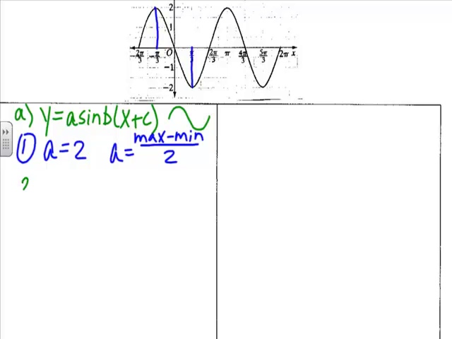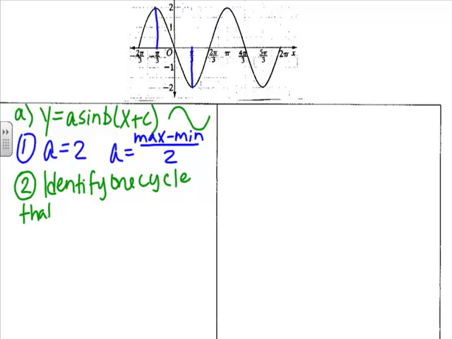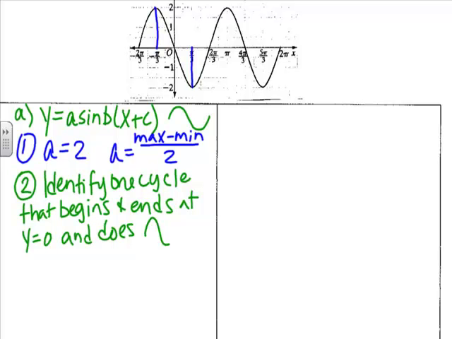Okay, step 2: identify one cycle that begins and ends at y equals 0. And does kind of what we're talking about, one round of sine, sort of the traditional looking sine. And then you want to determine the endpoints of that interval.